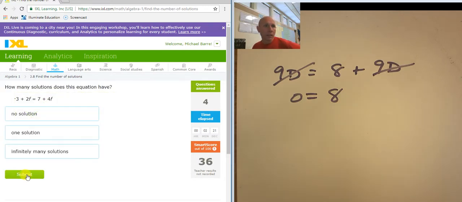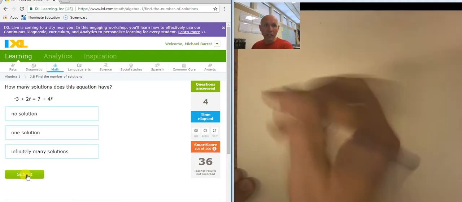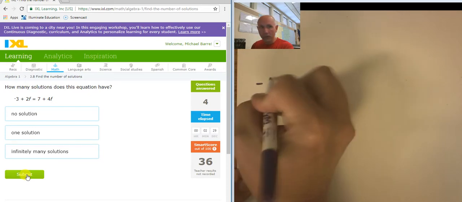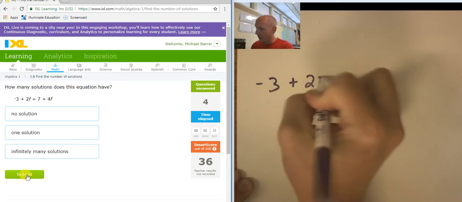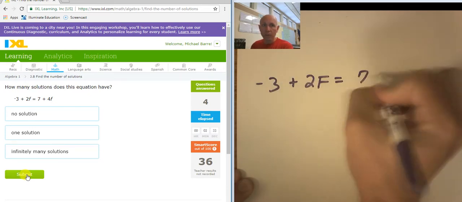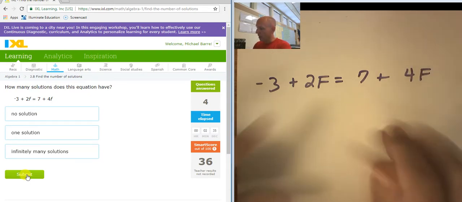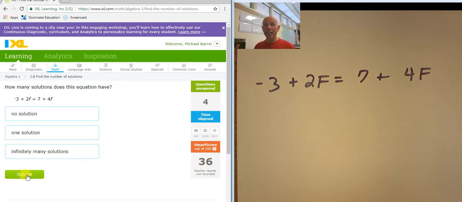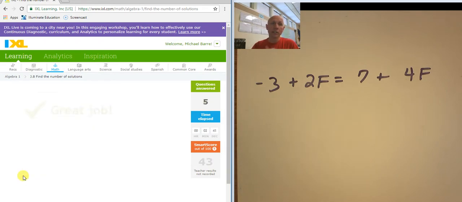Let's see. This one. Are the f's going to cancel out? The f's are not going to cancel out. Look at this. Negative 3 plus 2f equals 7 plus 4f. Look, I have 2f's and 4f's. Are they going to cancel out? No. There's going to be one solution to this. And if you kept working on it, you'd see there's one solution.